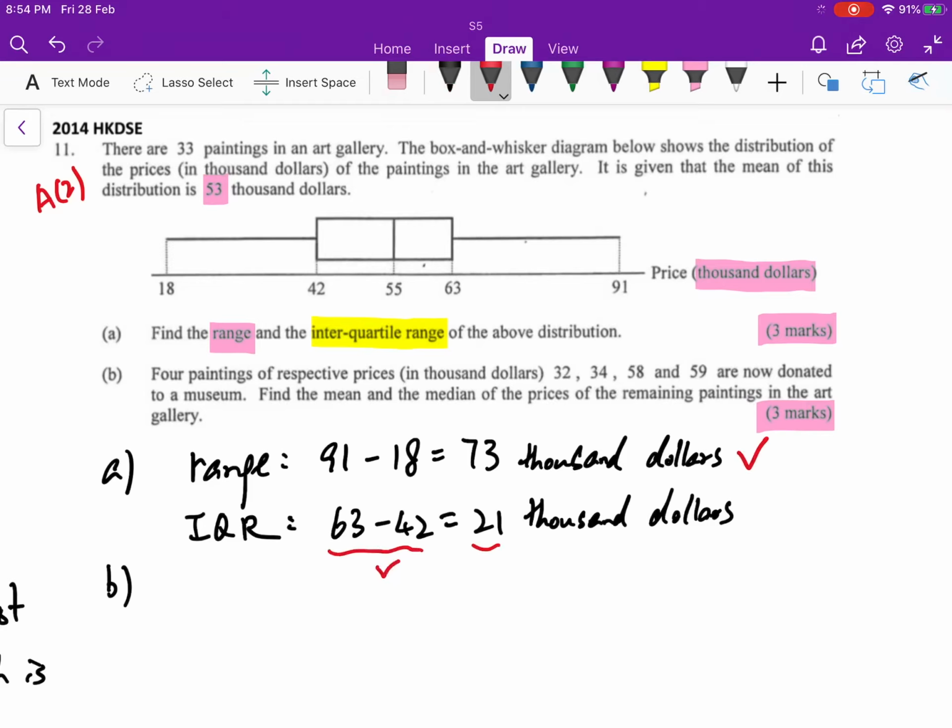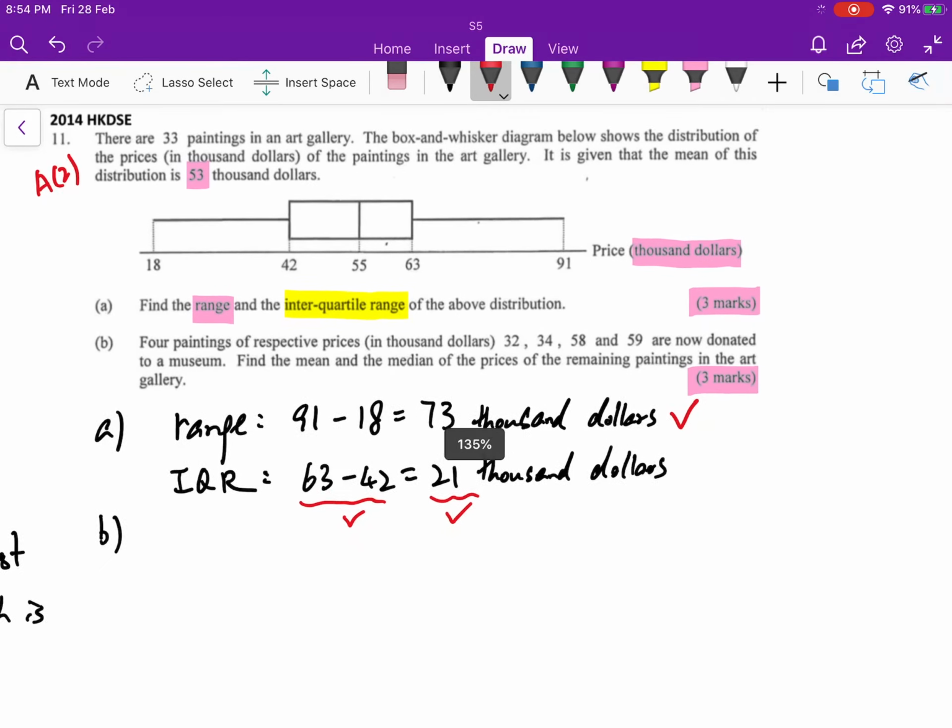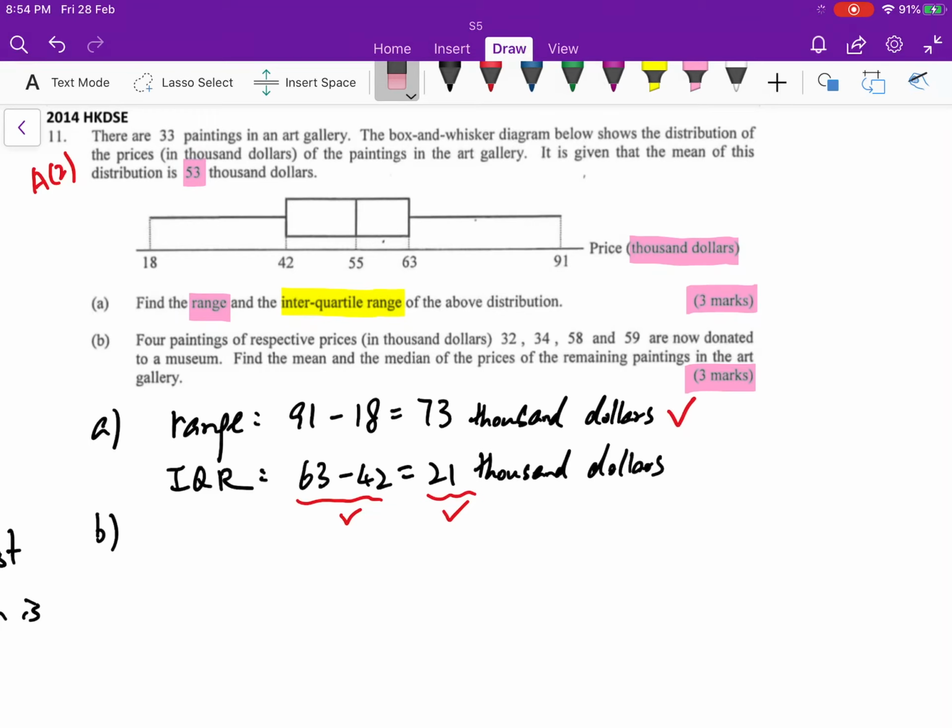3 marks here is super easy, right? So how can we distribute the 3 marks in marking? 1 mark for the answer, 1 mark for the step, and 1 mark for the answer. Here, total 3 marks, okay? So now let's look at the question B. So let's see how can we do it.